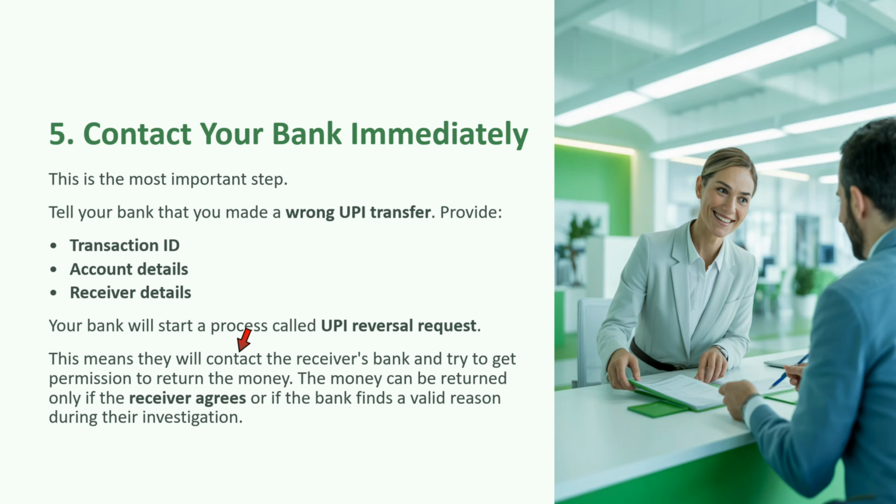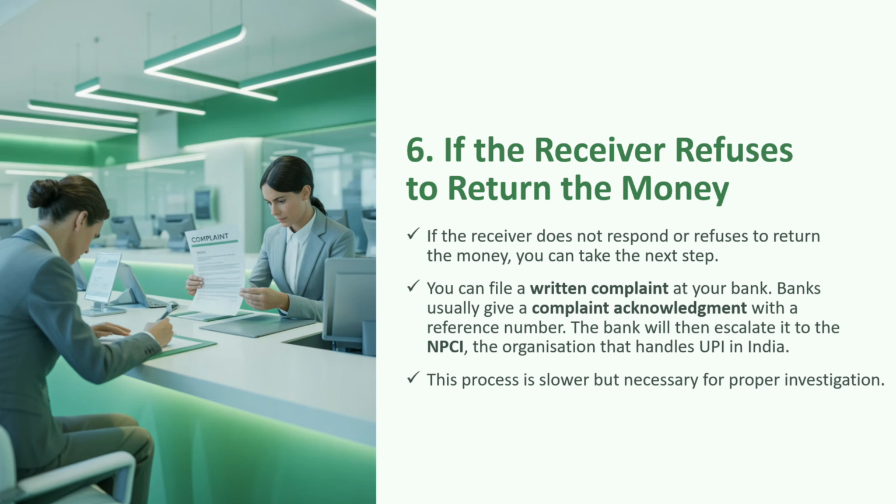The money can be returned only if the receiver agrees or if the bank finds a valid reason during their investigation. If the receiver does not respond or refuses to return the money, then you can take the next step. You can file a written complaint at your bank. Banks usually give a complaint acknowledgement with a reference number. The bank will then escalate to the NPCI. NPCI is the organization that handles UPI in India. This process is slower but necessary for proper investigation.